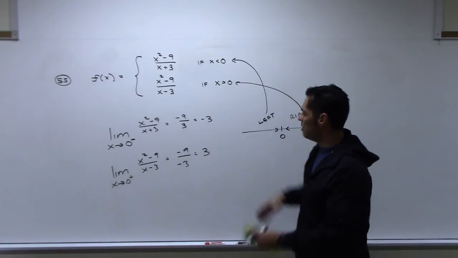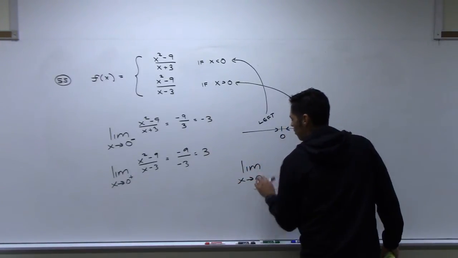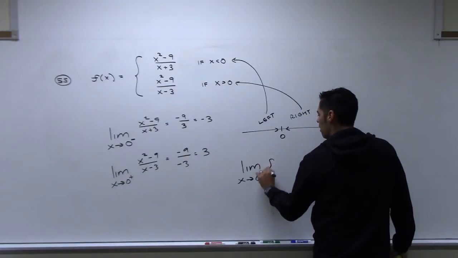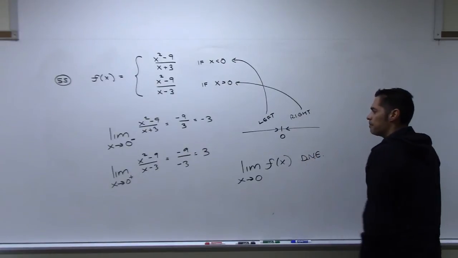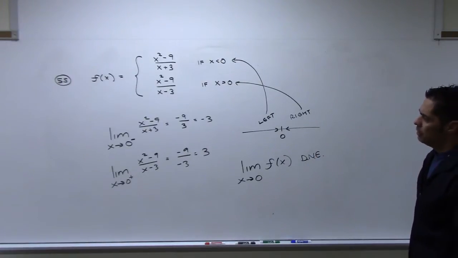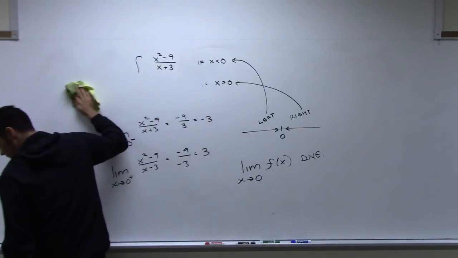Since these two things don't match, then if you're asked what's the limit as x approaches 0 of this function, you're going to have to say does not exist, because they don't match up. All right, that's it. Let's move on.